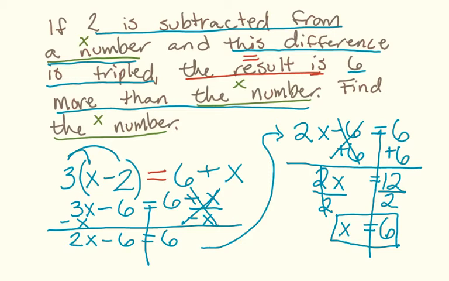I can go back and check my work with the original problem. If 2 is subtracted from 6, so 6 minus 2 would be 4, and this difference is tripled, so that's 12, so we should get 12 on this left side. The result is 6 more than the number. 6 more than 6 is also 12. So that does in fact work with the word problem.